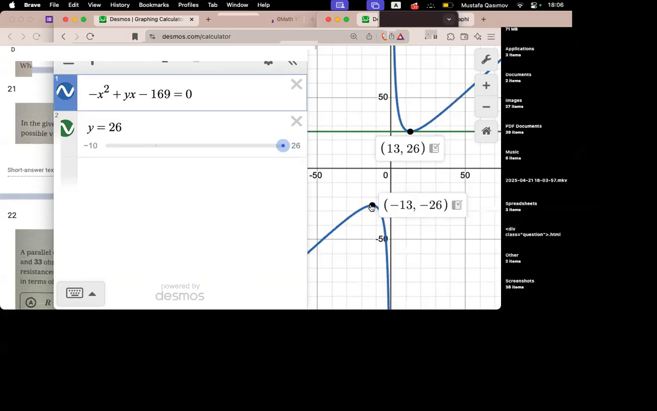When it is greater than 26 or less than negative 26, we have two solutions for this part because we have two lines like that.